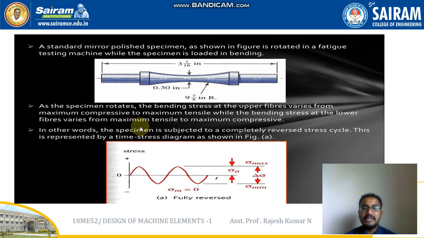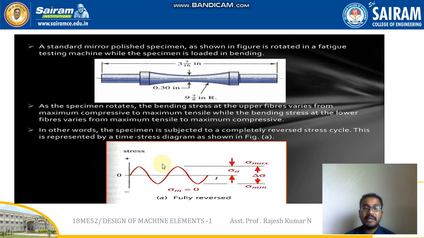As the specimen rotates, the bending stress at the upper fibers varies from maximum compressive to maximum tensile stress, while the bending stress at the lower fibers varies from maximum tensile to maximum compressive. Even we can call it vice versa. In simple words, initially the upper part will be compressive, and the lower part will be tensile. Within a half rotation, the compressive becomes tensile and the tensile becomes compressive. So the specimen is subject to a completely reversed stress cycle.